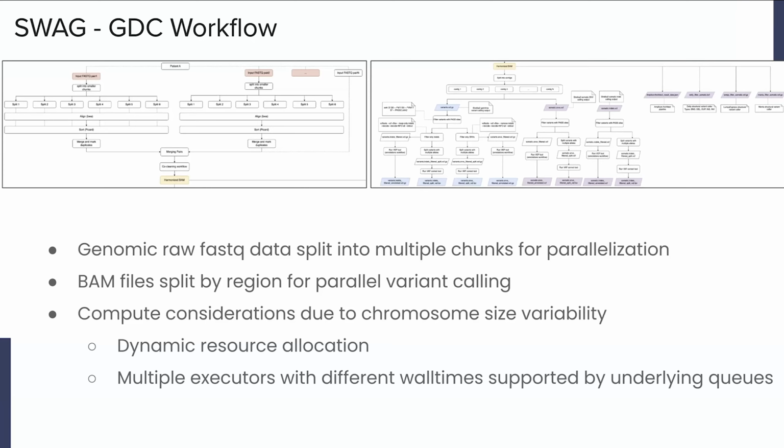So for every BAM file that we process for each patient, we split that into individual contigs, basically multiple chunks based on specific regions in the human genome. So each of these contigs can be processed individually, so we scale out depending on the number of chunks that we have created.